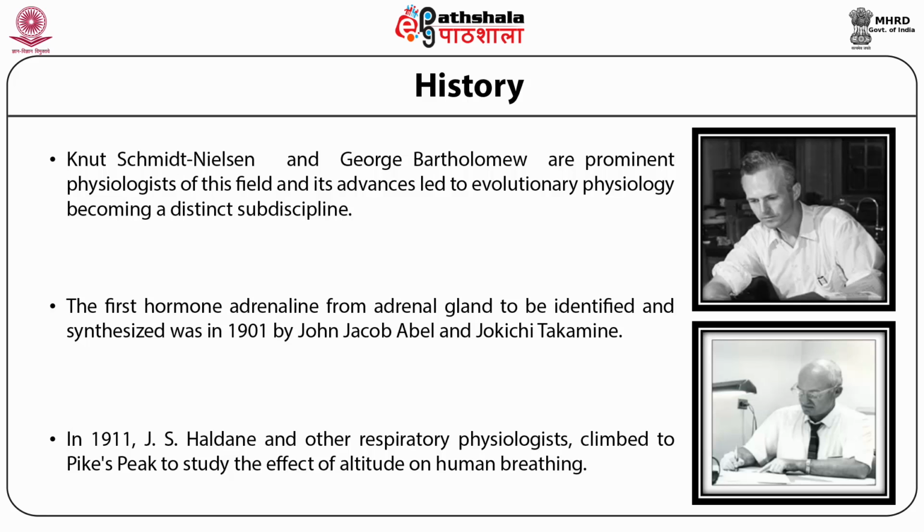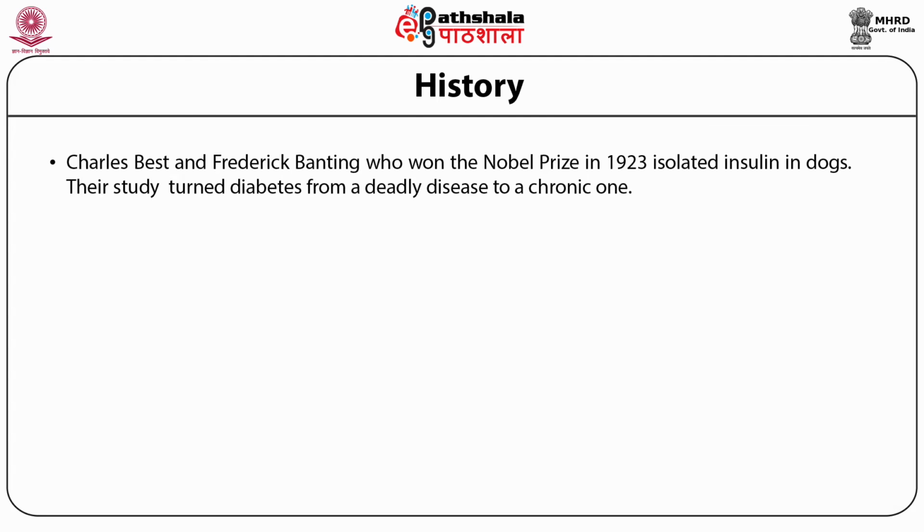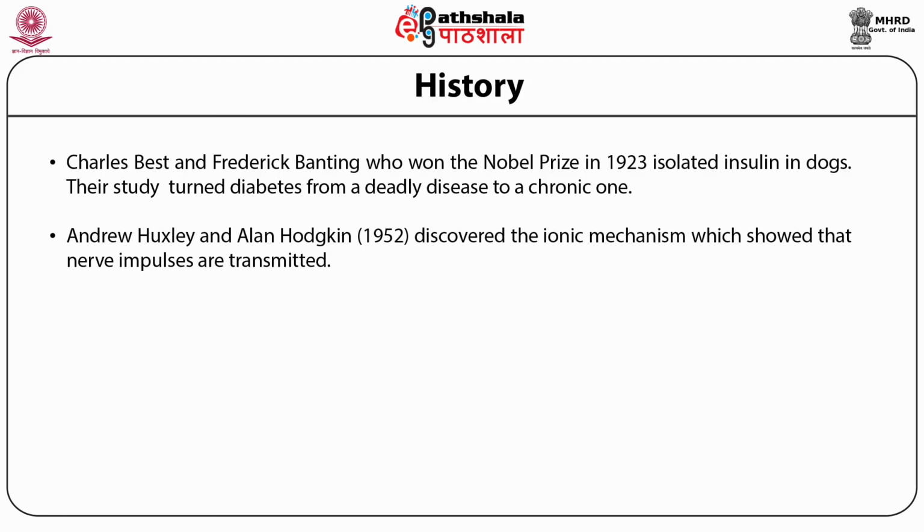human breathing mechanism. Charles Best and Frederick Banting, who won the Nobel Prize in 1923, isolated the hormone insulin in dogs. Their significant study turned diabetes from a deadly disease into a chronic one. Andrew Huxley and Alan Hodgkin in 1952 discovered the ionic mechanism, which showed how the nerve impulse can be transmitted.